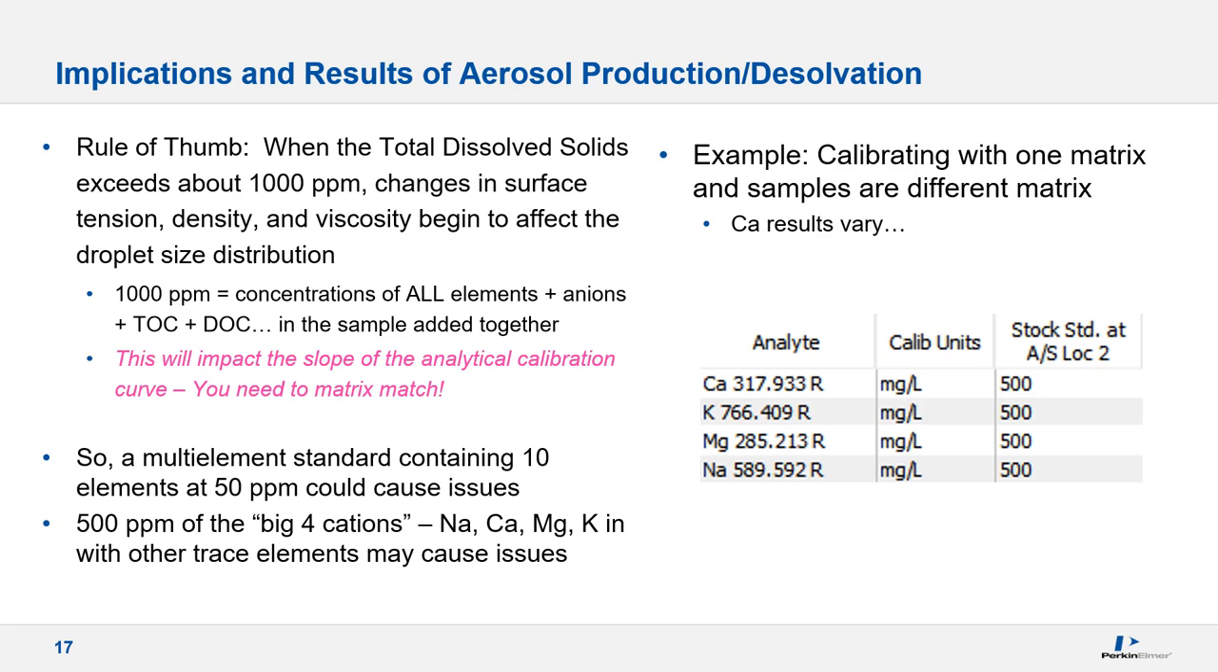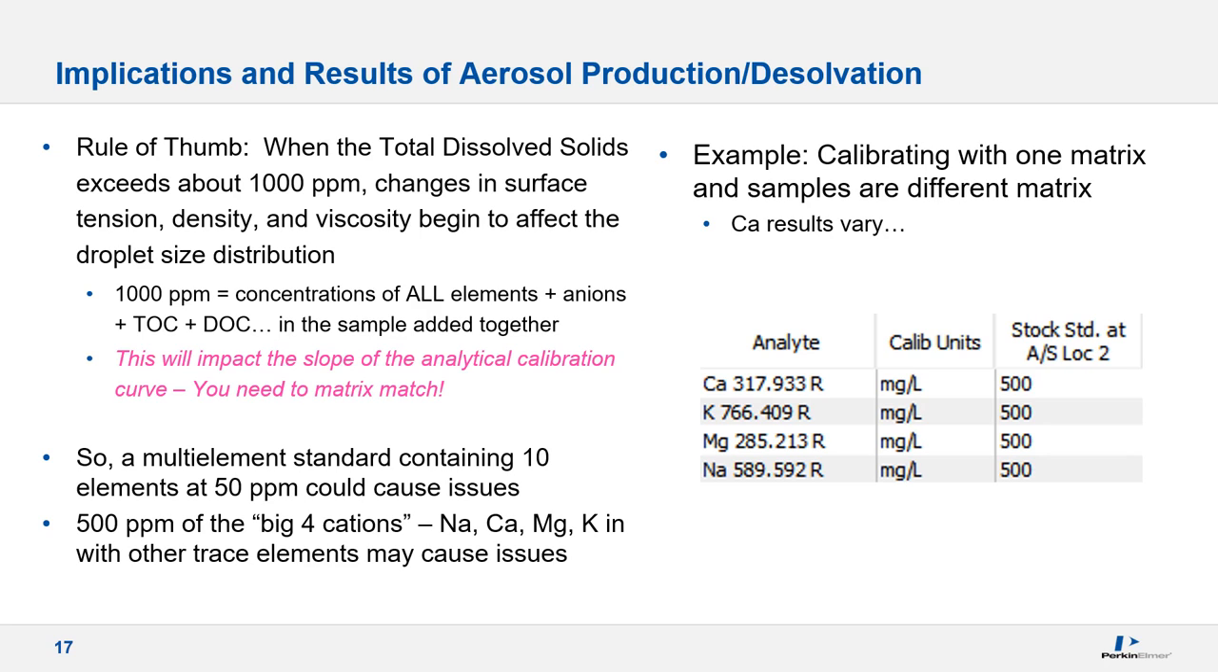Remember that your cations will have matching anions, and these factor into the equation. You may also have total organic carbon and dissolved organic carbon. So a multi-element standard containing 10 elements at 50 ppm could cause some issues, as well as a 500 ppm standard of the big four cations, sodium, calcium, magnesium, and potassium. Next, we're going to look at an example.